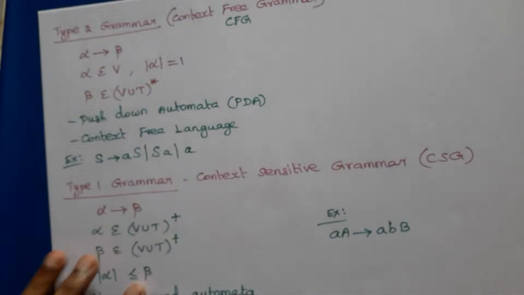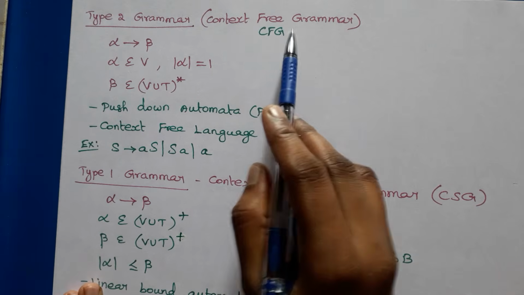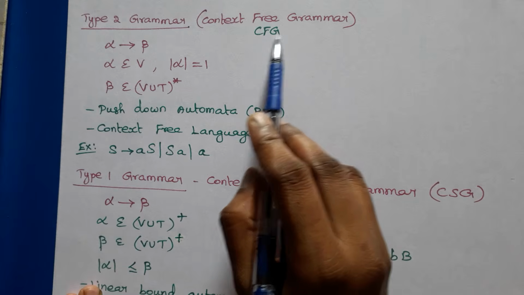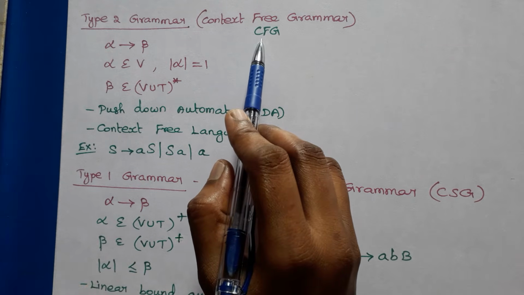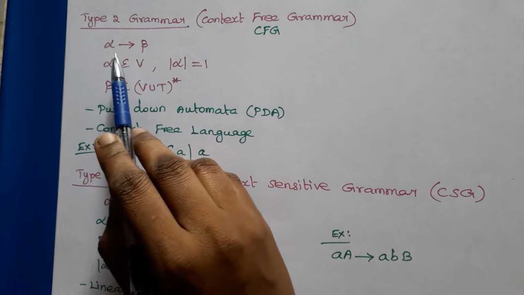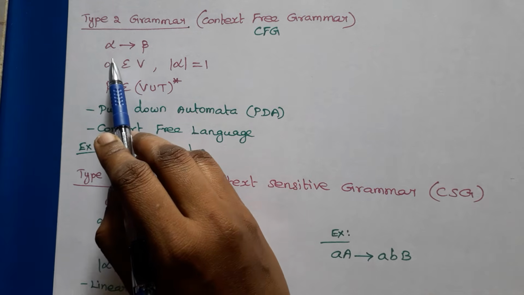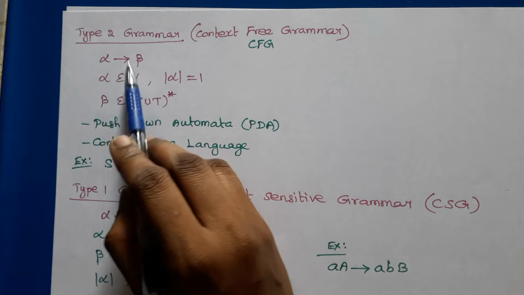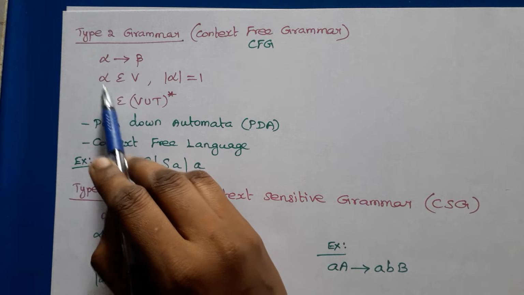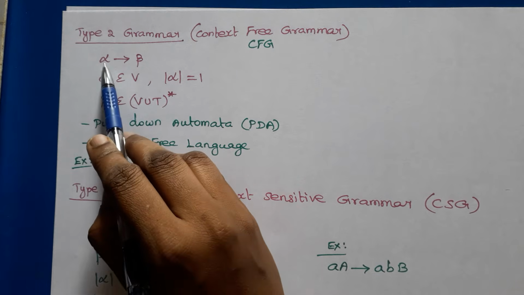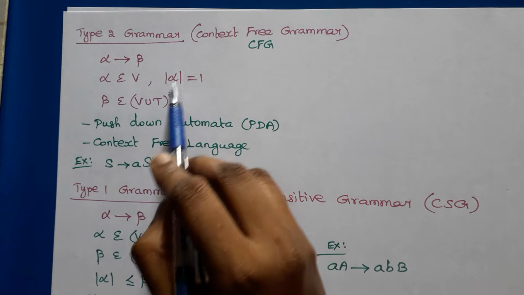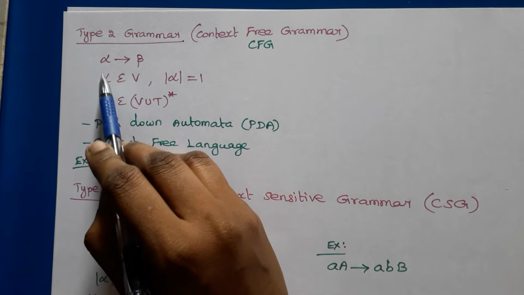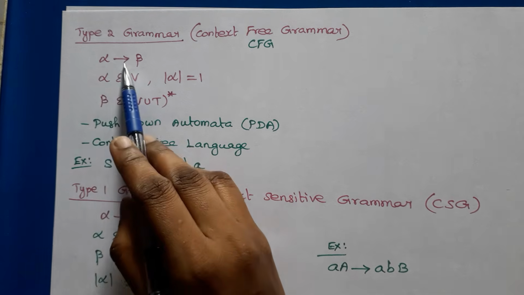Next one is type 2 grammar. Type 2 grammar is otherwise called context free grammar, that is CFG. We have already discussed context free grammar and a set of problems in the previous videos. Context free grammar means all the productions are in this form: alpha tends to beta, where alpha is a single variable. So this is not a string here. Alpha is a single variable, so the length of alpha is 1.